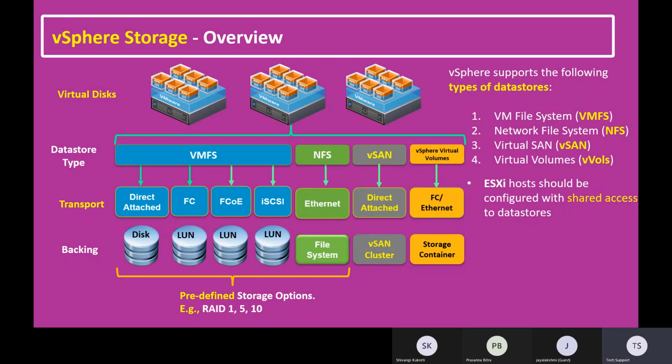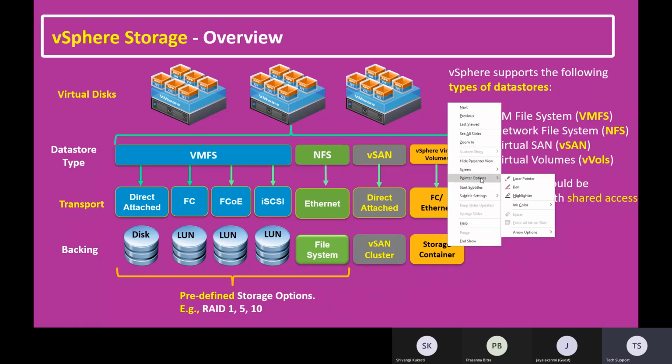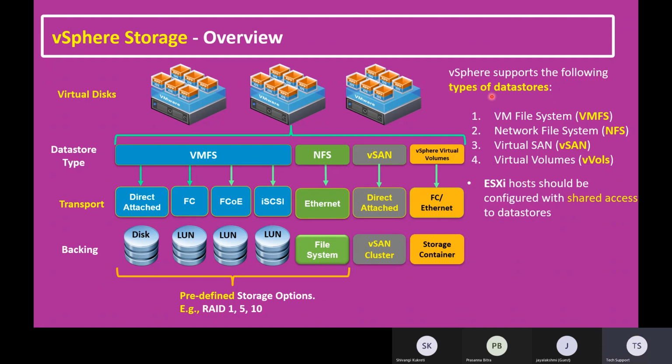So we are very familiar with this architecture diagram because this is the one that will give you the complete vSphere storage overview. Let's quickly run through it one by one. On the right side, the main point is that vSphere supports the following types of data stores: virtual machine file system, VMFS, network file system, NFS, virtual SAN, vSAN, and virtual volume, vVols. Within these four, VMFS is a file system, NFS is a file system. Number 3 and number 4, vSAN and vVols, are considered software defined storage.